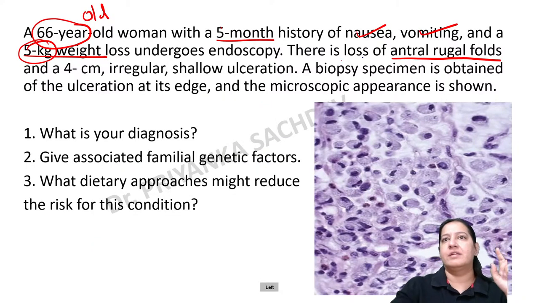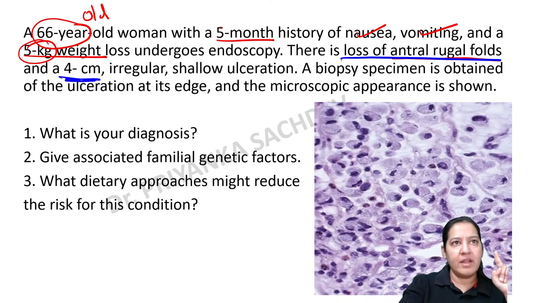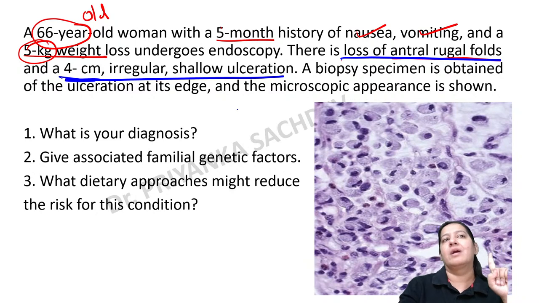Here they got flattened. So there is loss of rugal folds. It is always a clue. And a 4 cm irregular ulcer is there inside the stomach. So there is a problem in the stomach. We have taken a biopsy from the ulcer, and the biopsy is shown to you.